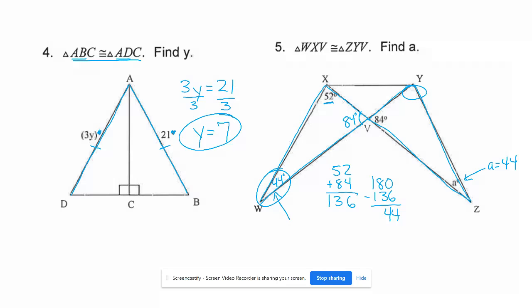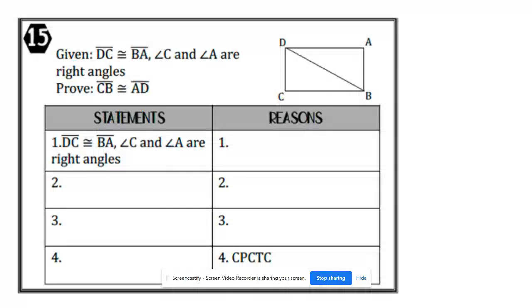The last type of problem you'll be doing is proofs. And we've done some of that. And these will be similar to the ones you've done before. This will be a good review. But there will be one extra step. And you can see it here already. The final step has as a reason CPCTC.